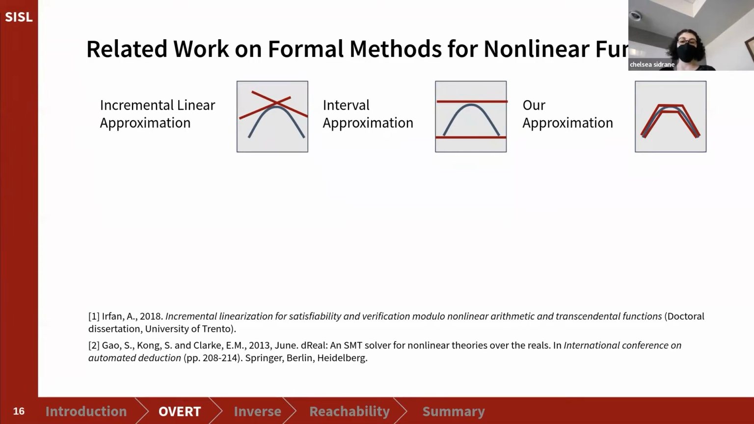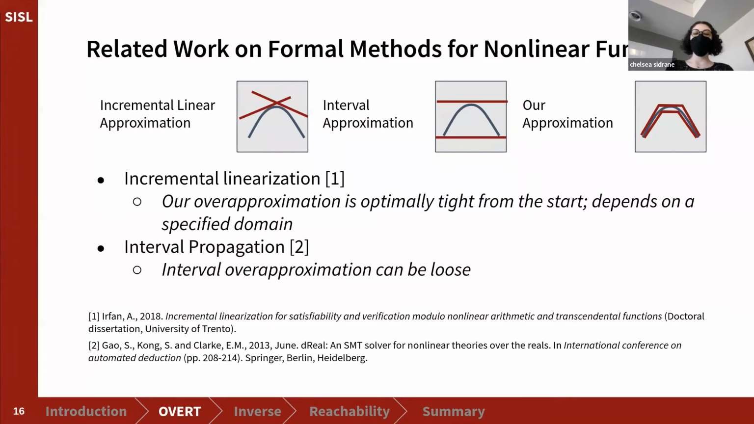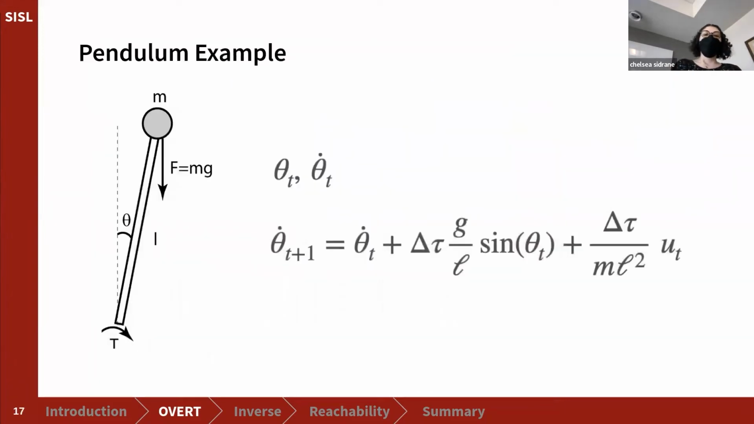Our work is different from the first method in that we construct an optimally tight approximation over a specified domain from the beginning, rather than slowly building towards an approximation that's tight enough to solve the problem. In a later section of this talk, where we apply OVERT to neural network verification problems, we write an interface to the second tool listed here that uses interval analysis and compare the results. So next, I'm going to explain the specifics of how our approximation algorithm, OVERT, works.